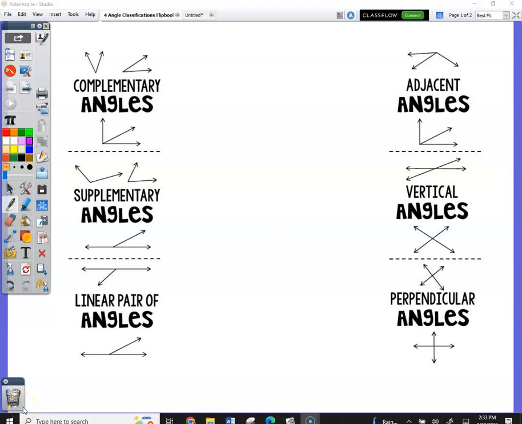This is page 19. We're going to look at 6 very important vocab words for angles. And this is another one of those, especially in the first month or two, very important lessons.